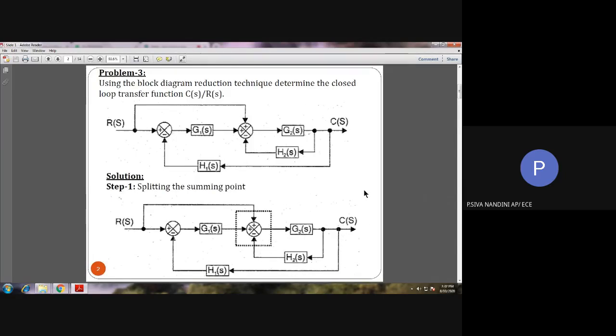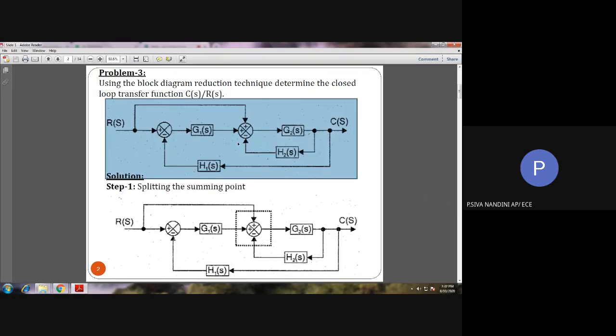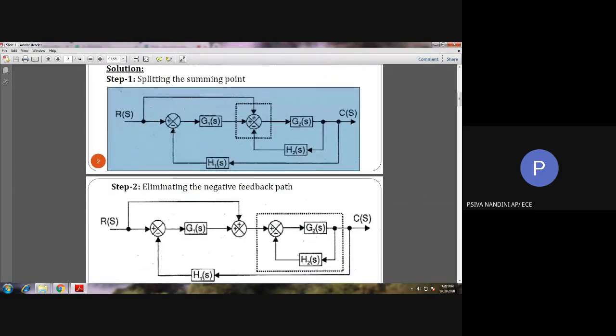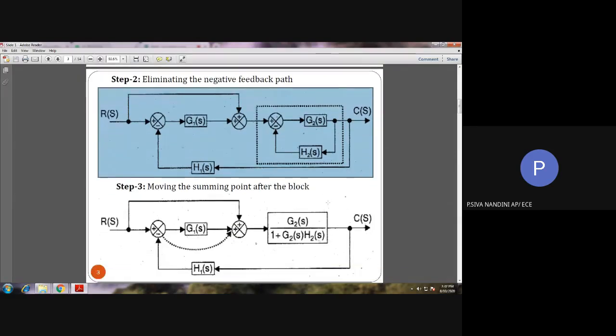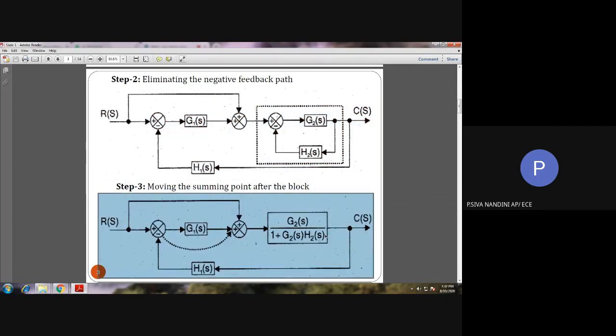In this problem, first we are going to split the summing point. After splitting the summing point, we will obtain a negative feedback loop. This negative feedback loop is solved as per the formula given in the rule, that is G by 1 plus GH. By substituting the values given in this block diagram, we obtain the block diagram as this. Then we can move the summing point after the block G1 of S.